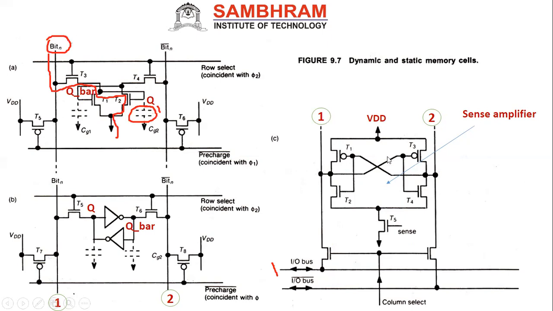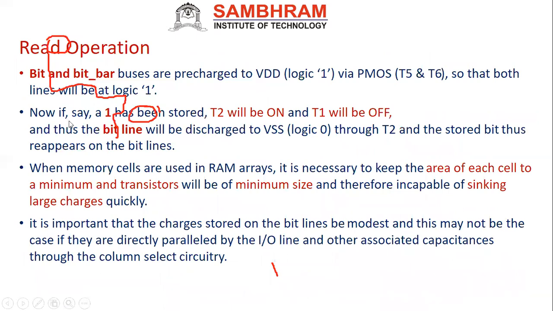So now, if 1 has been stored, it means T2 will be on and T1 will be off, and thus the bit line will be discharged to VS, that is logic 0, through T2, and the stored bit thus reappears on the bit line.